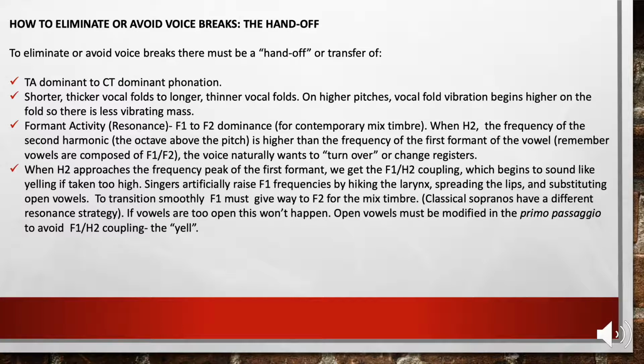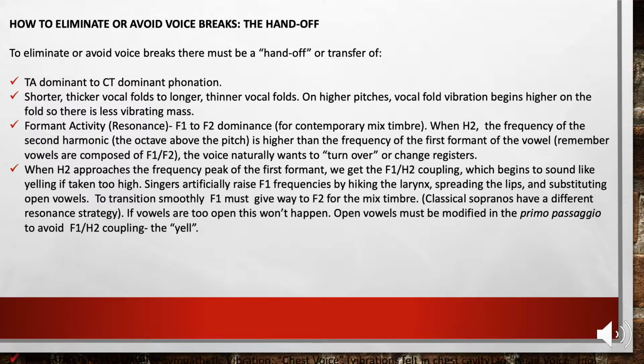Singers artificially raise F1 frequencies by hiking the larynx, spreading the lips, and substituting open vowels. To transition smoothly, F1 must give way to F2 for the mixed timbre. Classical sopranos have a different resonance strategy, F1-H1. If the vowels are too open, this won't happen. Open vowels must be modified in the primo passaggio to avoid the F1-H2 coupling, the yell.